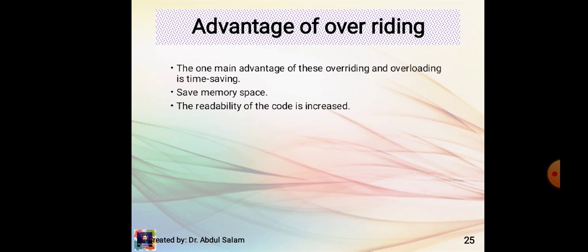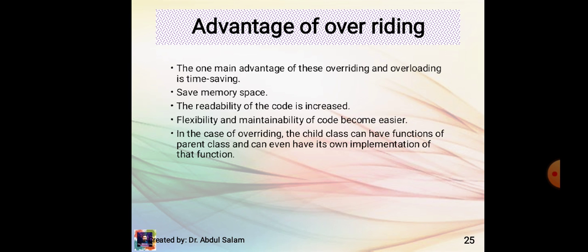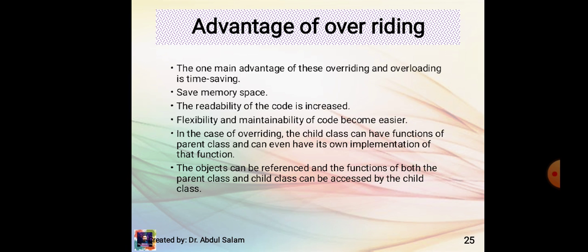Some advantages of overriding. The one main advantage of overriding and overloading is time saving. Save memory space. The readability of the code is increased. Flexibility and maintainability of code become easier. In the case of overriding, the child class can have functions of the parent class and can even have its own implementation of that function. The object can be referenced and the functions of both the parent class and the child class can be accessed.